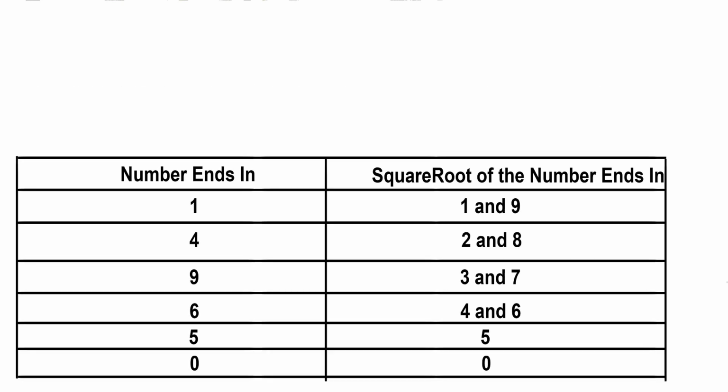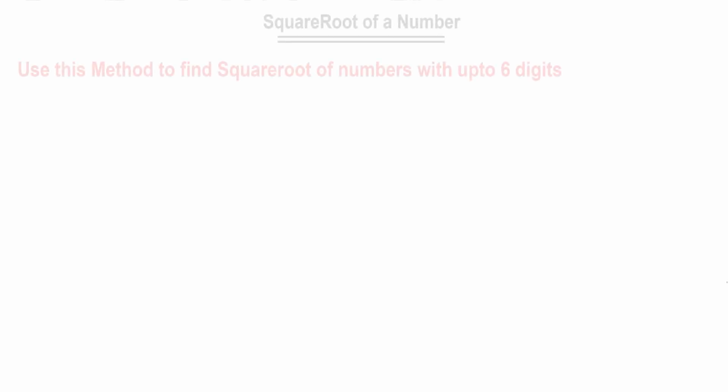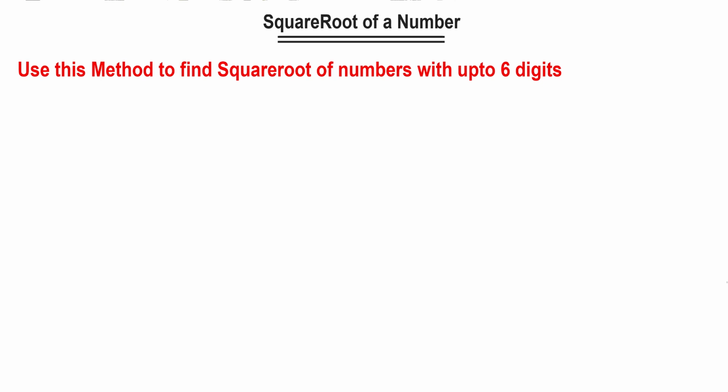And the second is the table that you can see on your screen right now. That is, if a number ends in 1, its square root will either end in 1 or 9. If a number ends in 4, the square root will end in 2 or 8. If a number ends in 9, 3 or 7. If a number ends in 6, it will be 4 or 6. If a number ends in 5, the square root ends in 5. If a number ends in 0, the square root ends in 0. You can also see the numbers on the right hand side column of the screen adding up to 10. Alright, I hope everybody has that noted down.